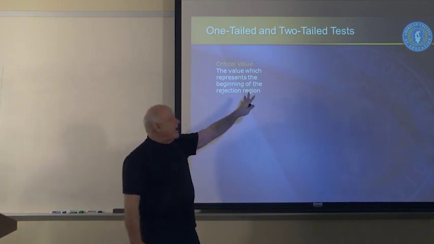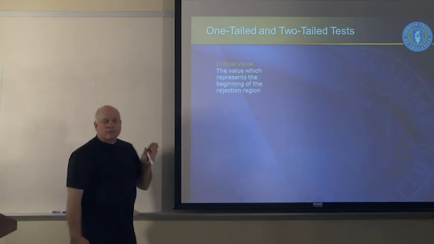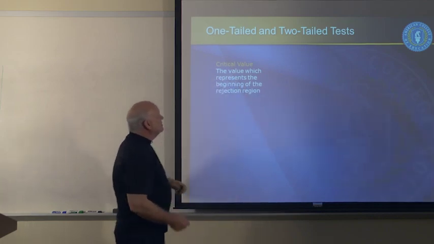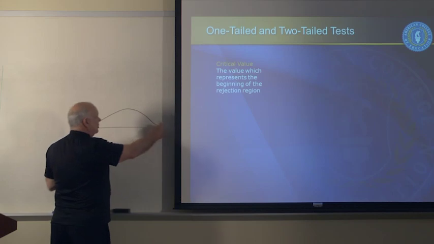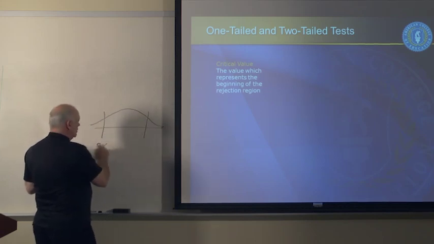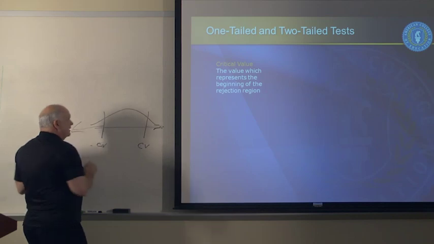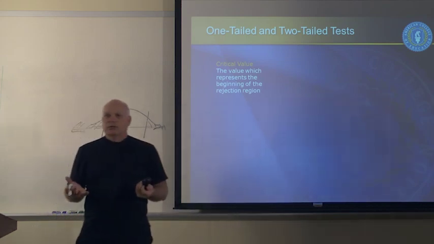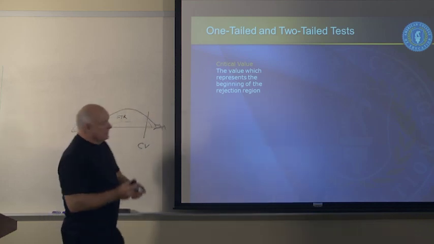And any observed value that falls at or beyond that critical value is going to lead to rejection of the null hypothesis. So the critical value represents the beginning of the rejection region. In a two-tailed test, you're going to have two critical values. You're going to have one on the negative end and one on the positive end, and anything in the area beyond is going to be rejection of the null hypothesis. That's why I don't care if it's positive or negative numbers. Anything that falls in between is called the fail to reject region, or the safe region.